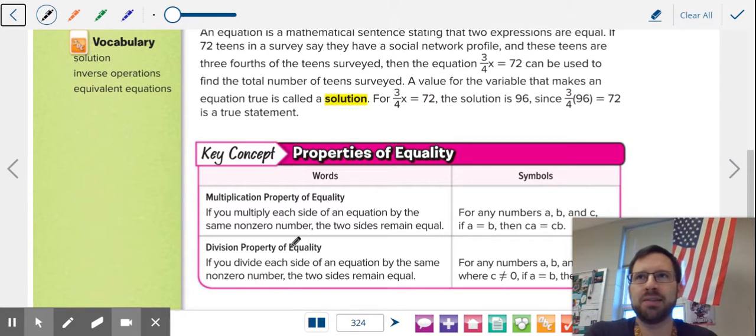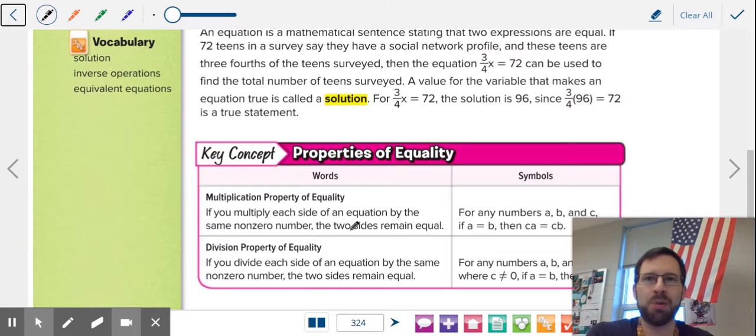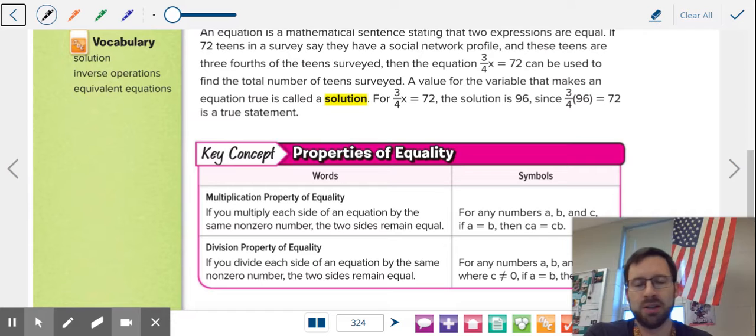What they say is that if you multiply an equation by the same number on both sides, it remains equal. So 2 equals 2 is an equation. If I multiply both sides by 5, 10 equals 10 is still true. Same thing with division. If I divided those equations by 5, we get back to 2 equals 2. Same thing with addition. 2 plus 2 is 4, and then 2 plus 2 is 4. Same thing with subtraction. Minus 1 on both sides. 4 minus 1 is 3. 4 minus 1 is 3.